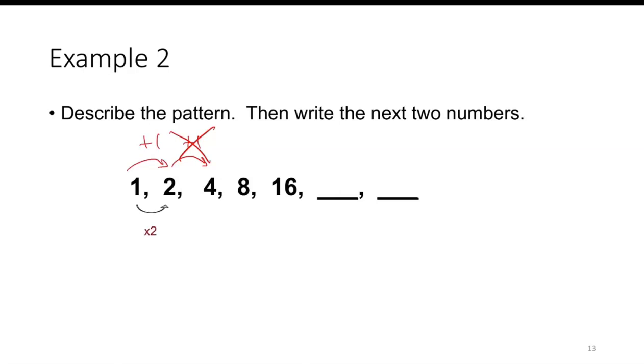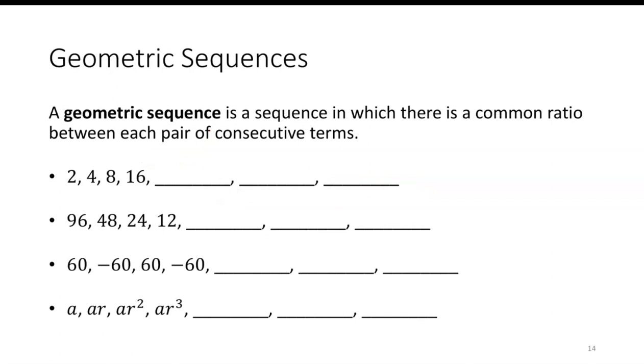But I can also think of this as multiplication. 1 times 2 is 2. If I multiply by 2 again, I'm at 4. Times 2 is 8. Times 2 is 16. Then times 2 would be 32. Times 2 would be 64. So this type of sequence where I'm multiplying by the same amount is what's known as a geometric sequence.